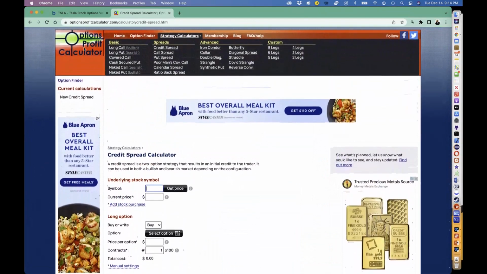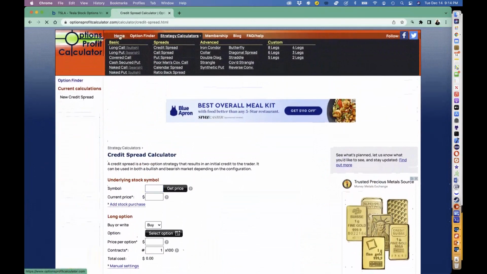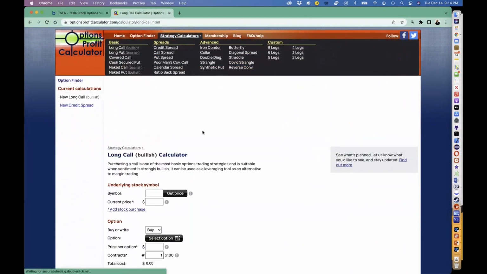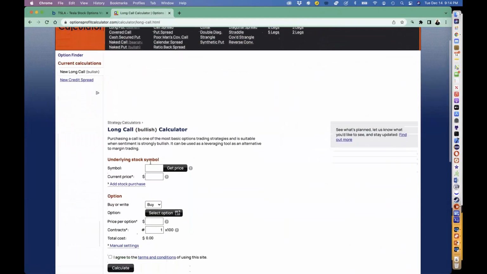Okay. We just do a simple long call. That's all. Just a very simple long call. So yeah, long call. That's bullish. We want the price to go up. So click on that. Let's go symbol SPY.